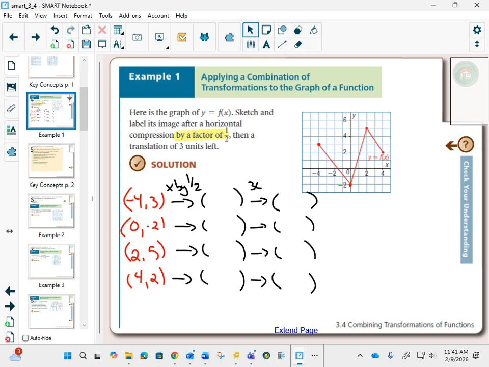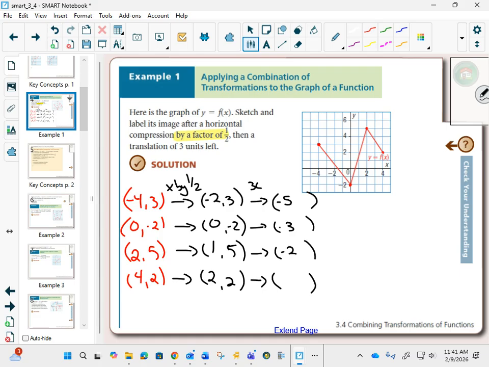So we can do the math really quickly here. 1/2 of -4, -2, 0, 1, 2. Now I'm going fast, we'll probably make a mental math mistake. 3 to the left: -5, -3, -2, and -1. And the y's don't change.